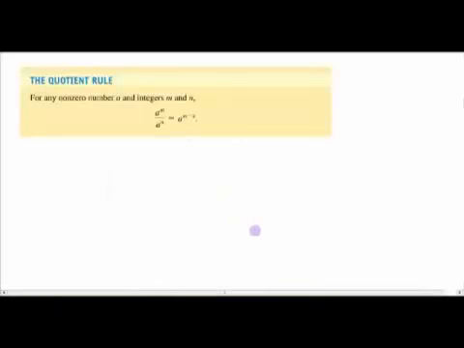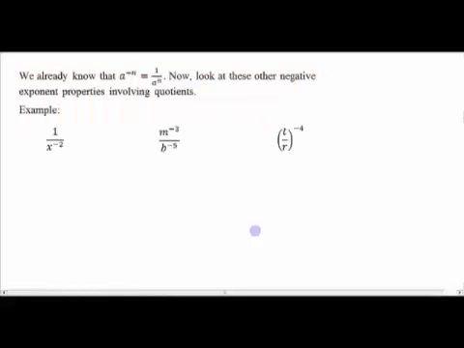This gives us the quotient rule for any non-zero number a and integers m and n. A to the m over a to the n is a to the m minus n. We already know that a to the negative n equals 1 over a to the n. Now look at these other negative exponent properties involving quotients.